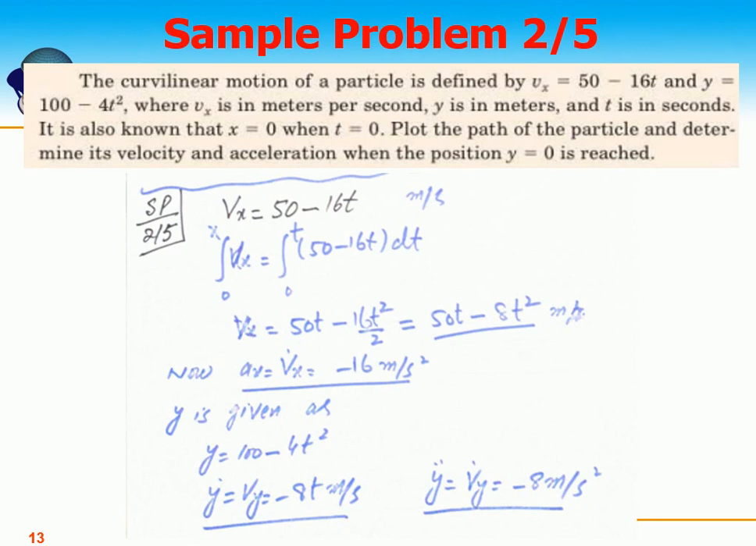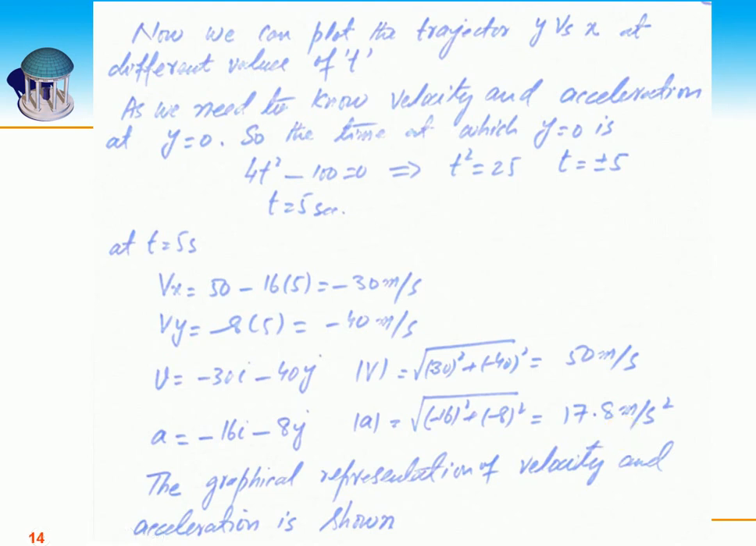First of all, I'm trying to find the velocity in the y direction. Taking the first derivative becomes minus 8t meters per second, and the second derivative becomes minus 8 meters per second square. So this is where the previous knowledge of rectilinear motion is to be used, right? So now we have the x relationship, y relationship, the velocity and acceleration in x, and the velocity and acceleration in y direction. Now we can plot the trajectory between y and x at different time intervals.